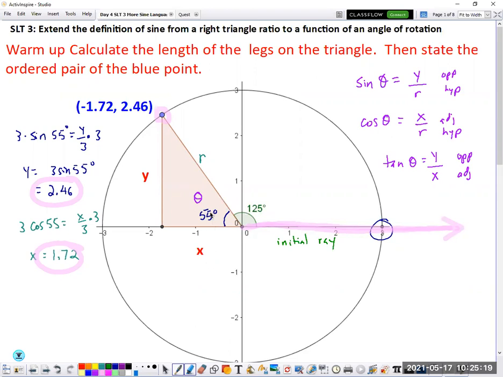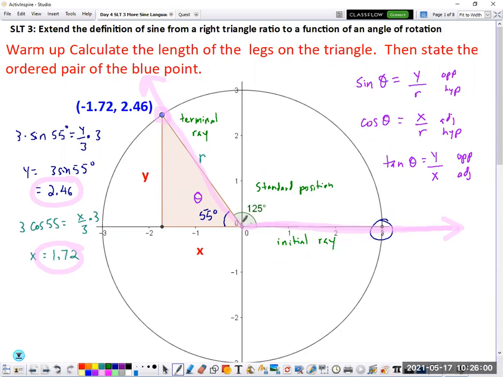Then I want you to put a nice thick line on the hypotenuse with an arrow. The initial ray is where we start. We're going to end at the terminal ray. And what we now have in this graph is 125 degrees in standard position. This is a standard position angle.